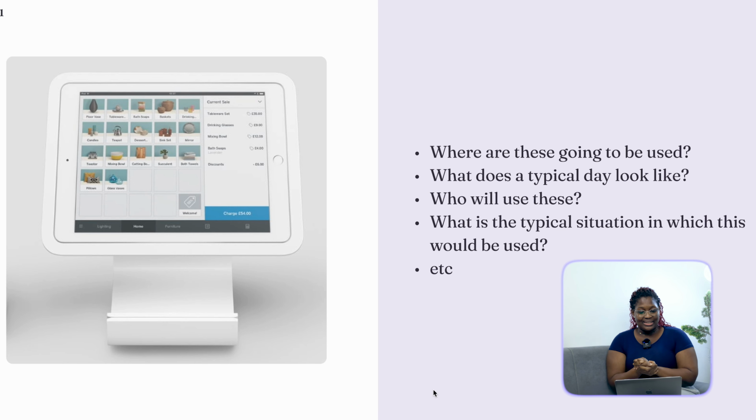And then the last one is a point of sale system. You know what they are. You go to a mart, you go to a supermarket, and then you are checking out and they are busy punching your stuff in, trying to get you how much you're supposed to pay. All of these things, right? It's a solution. Some of the questions they can ask is, where are these going to be used? Of course, the mart, right? What does a typical day look like? Maybe they are very, very busy.